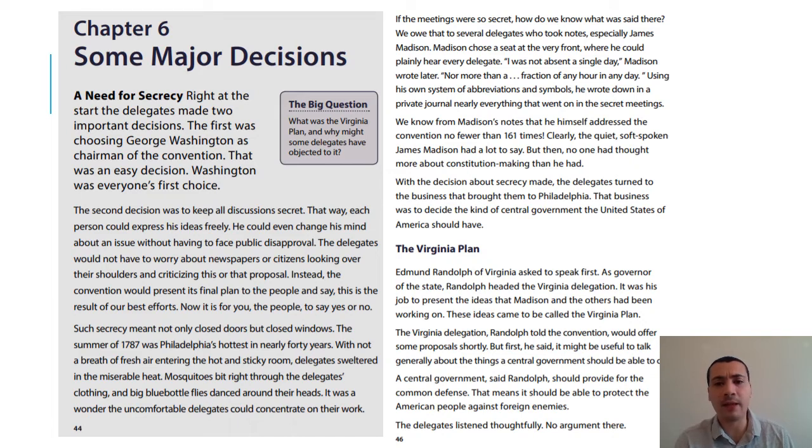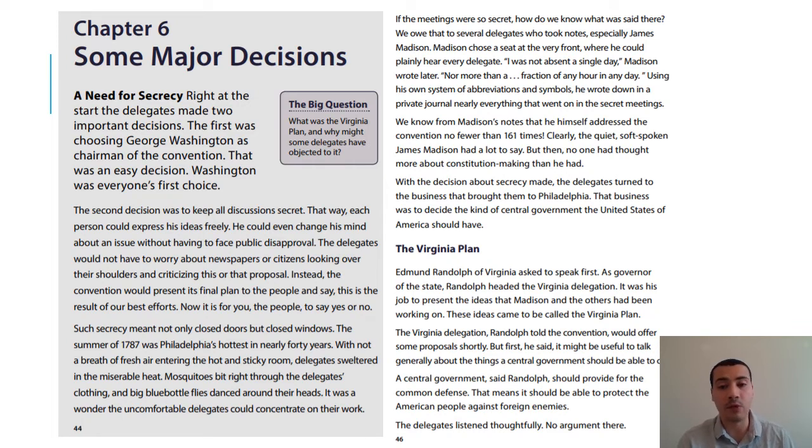With the decision about secrecy made, the delegates turned to the business that brought them to Philadelphia. The business was to decide the kind of central government the United States of America should have. The Virginia Plan. Edmund Randolph of Virginia asked to speak first. As governor of the state, Randolph headed the Virginia delegation. It was his job to present his ideas, the ideas that Madison and others had been working on. These ideas came to be called the Virginia Plan. The Virginia delegation, Randolph told the convention, will offer some proposals shortly, but first, he said, it might be useful to talk generally about the things the central government should be able to do.